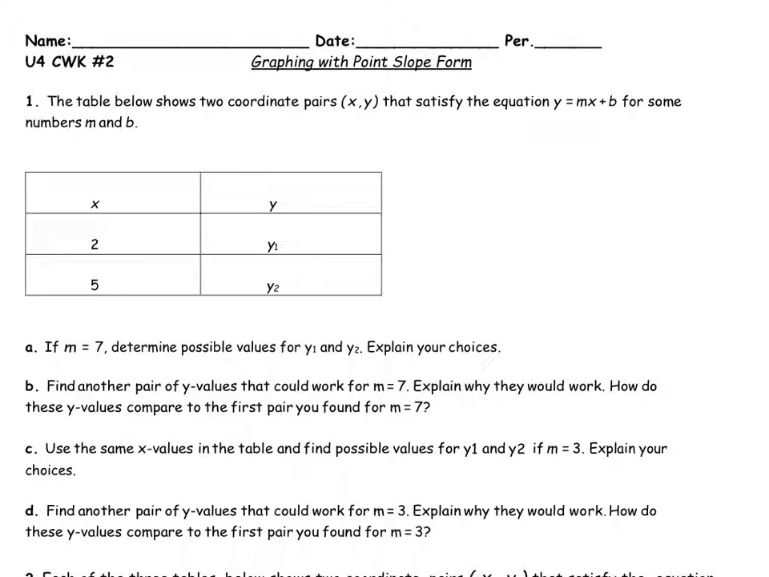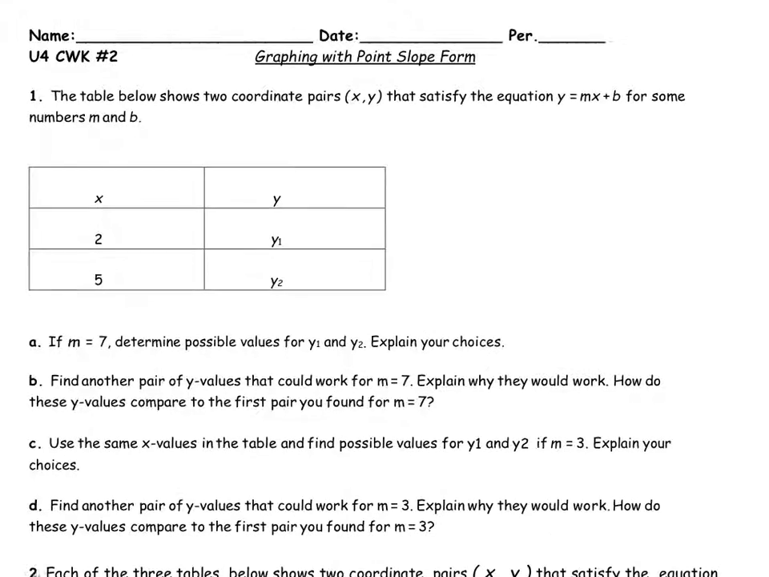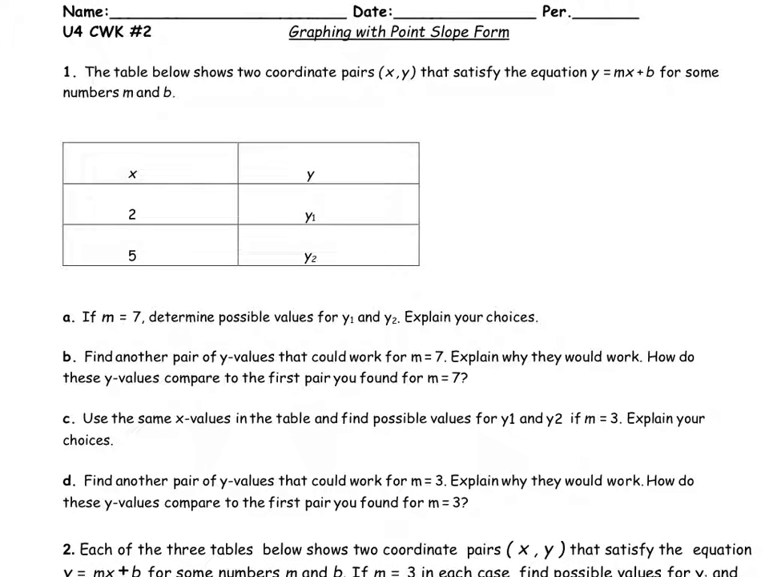the classworks. All right, take a moment and read through this first problem. You'll want to read through parts A through D as well. So we have this table. Below it shows two coordinate pairs, x and y, that satisfy the equation y equals mx plus b for some numbers m and b. Now, on part A, it gave us a slope of 7. And what we need to do is find possible values of y1 and y2 that would work if the slope was 7. So go ahead and take a moment and figure out how you would do that.